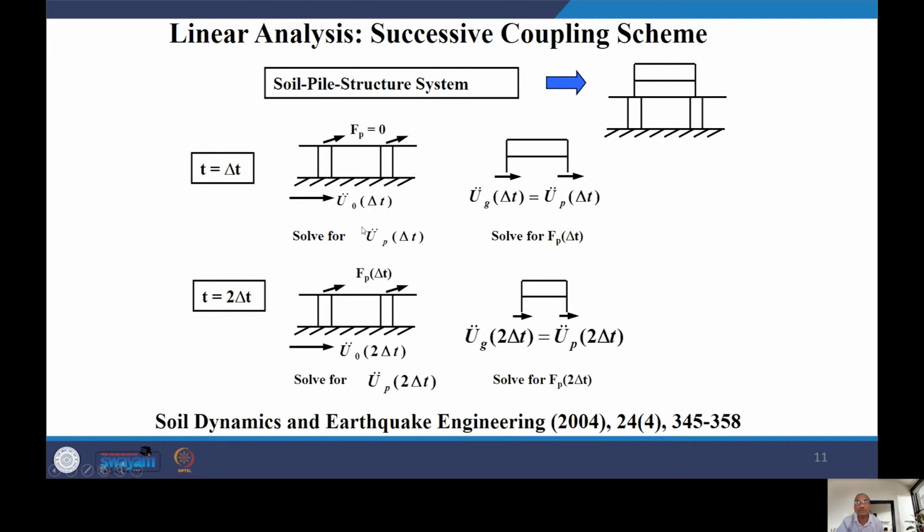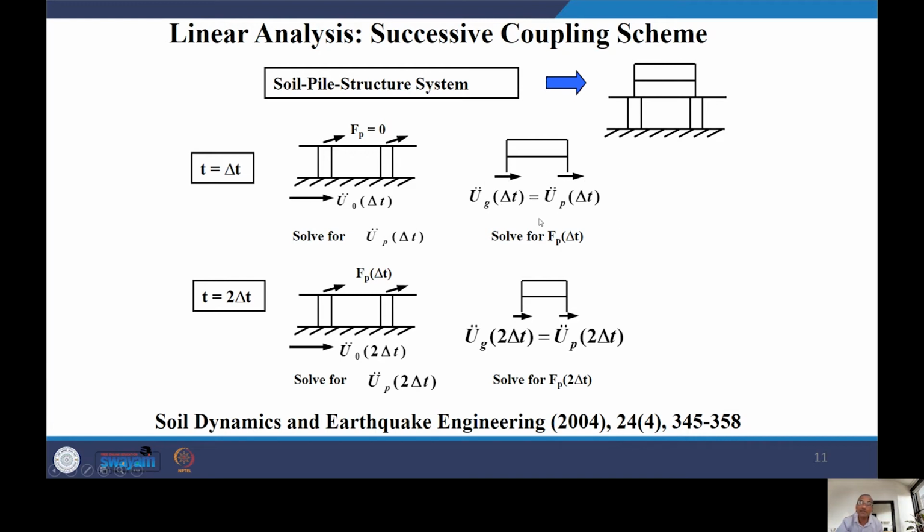Once this system is solved, what do we find? We find the acceleration at the top of the piles, which is denoted U double dot T. This was the output of the first system. Then this is inputted, and this input will lead to the following. The input given to the base of this structure is U double dot G delta T, where UG is the acceleration at this level, which is the junction between the pile head and the base of the column.